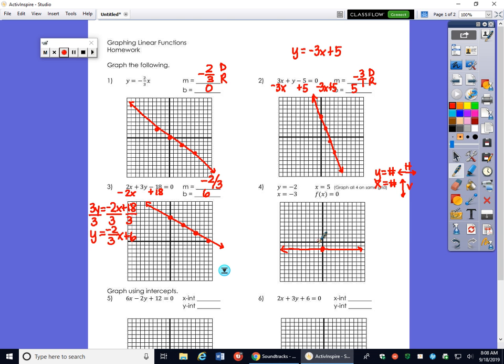X equals negative 3, we're going to go to negative 3 on the x-axis, and we're going to draw a vertical line because it's x equals. X equals 5, we're going to go to 5 on the x-axis and draw a vertical line. And then f of x equals 0. So f of x, remember, is the same thing as y. So that's just basically going to be the x-axis. That's your 0.